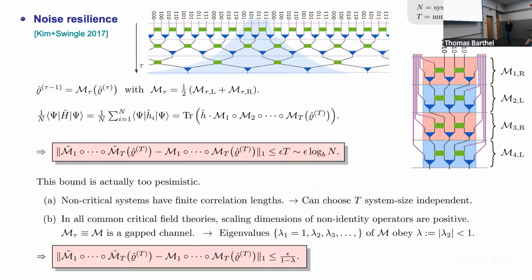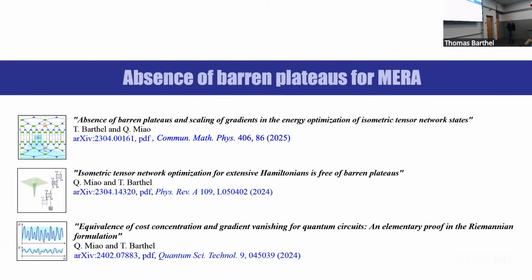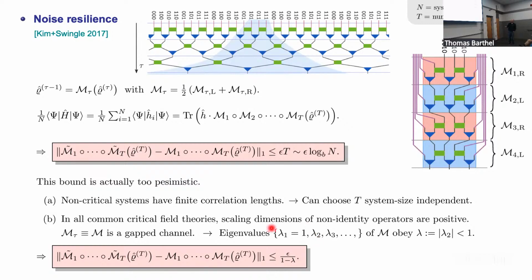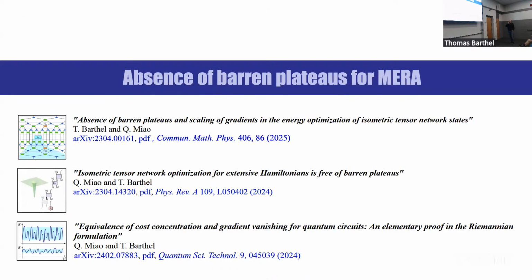And then in critical systems, it turns out that if you play the same game, you end up adding a geometric series, because these layer transition maps are gapped. They have one eigenvalue 1, of course, but the second eigenvalue is necessarily smaller than 1. If you call this lambda, then you get this geometric series in lambda to the power of t. And so again, the error bound turns out to be system size independent. I should mention that this was first realized by Isaac Kim and Brian Swingle for MERA. Okay, then another question you may have is, what about barren plateaus?